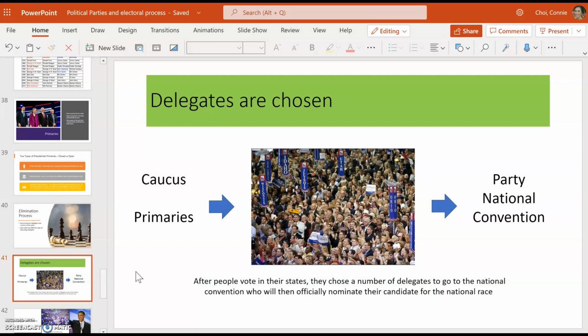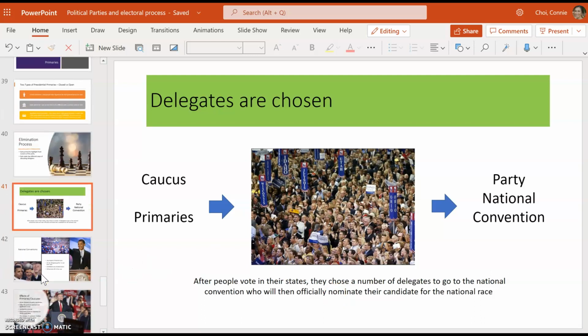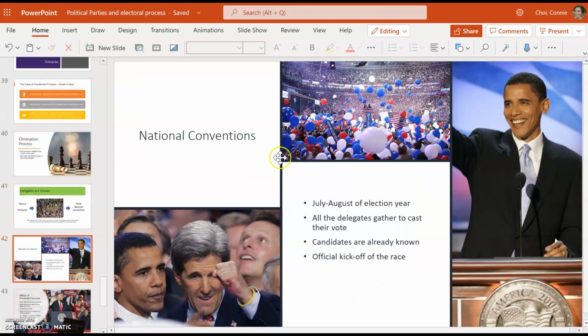So for California in the 2020 election, California voted for Joe Biden in the California Democratic primaries. So a certain number of delegates were chosen to go to the national convention, and they gave their vote for Joe Biden. That's what normally happens after the primaries. So this is where we have the big conventions.